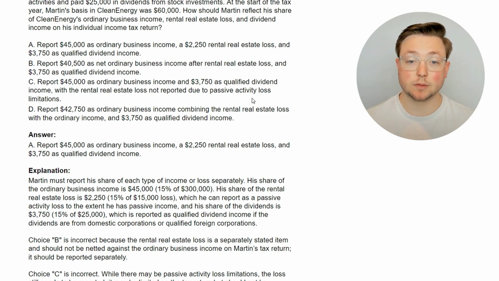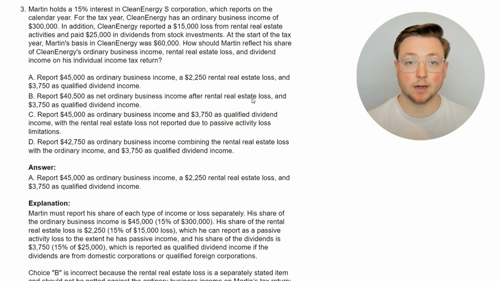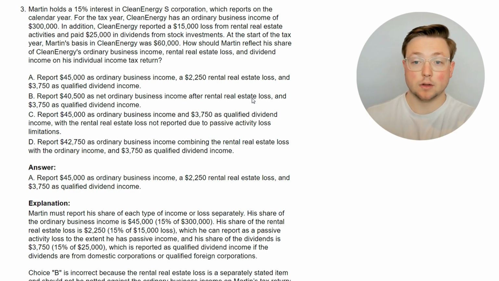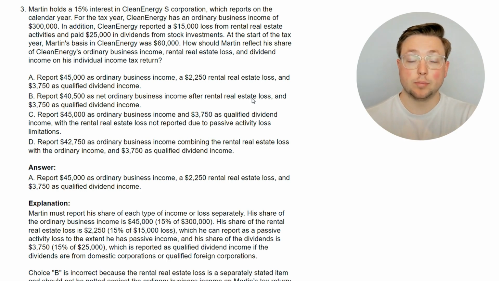Basically, though, this is a small introduction into separately stated items, and we'll learn a little bit more about them in the next question. But essentially, separately stated items are things that you don't just mush all together to figure out what ordinary income is. They are reported in different parts of the individual's tax return. So even though you see them on a K1, they are put into different parts of the taxpayer's individual tax return instead of all just lumped together in their ordinary income.